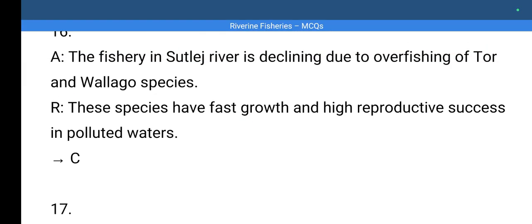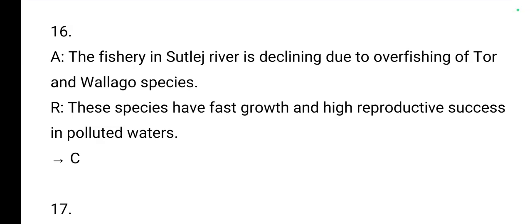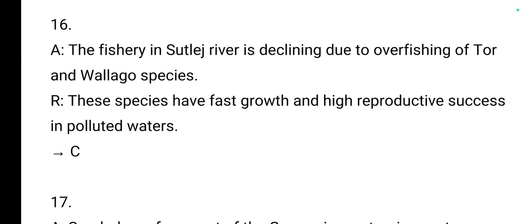Sorry for the background noise as well as the inconvenience caused, as some construction work is going on in the hostel, so that's why this background noise is coming.